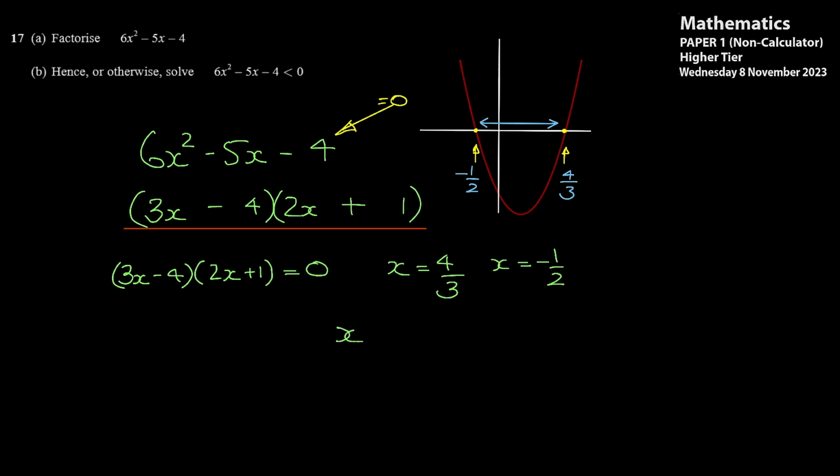Well, x will be in the middle, and this will be 4 over 3, and this will be negative a half. So it will be between the two, and all we've got to do is put two inequality signs in between. We can't use the less than or equal to sign because we're told that the curve must actually be below 0, not equal to 0. So let's remove those again, and that will be the answer.